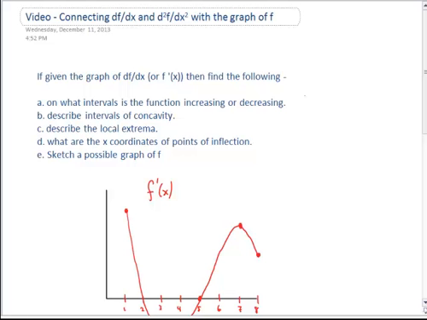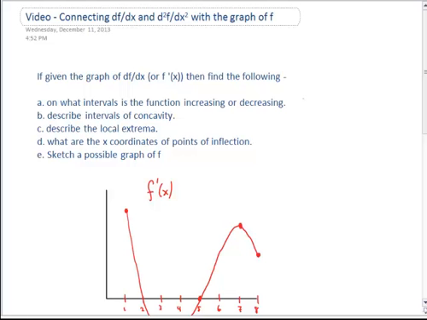Hello everybody. Today I'm going to be doing a video where we talk about finding from the graph of the derivative the following things. We want to find intervals where the function is increasing and decreasing, describe intervals of concavity, local extrema, as in local mins and local maxes, x-coordinates for points of inflection, and we want to sketch a possible graph of the function.